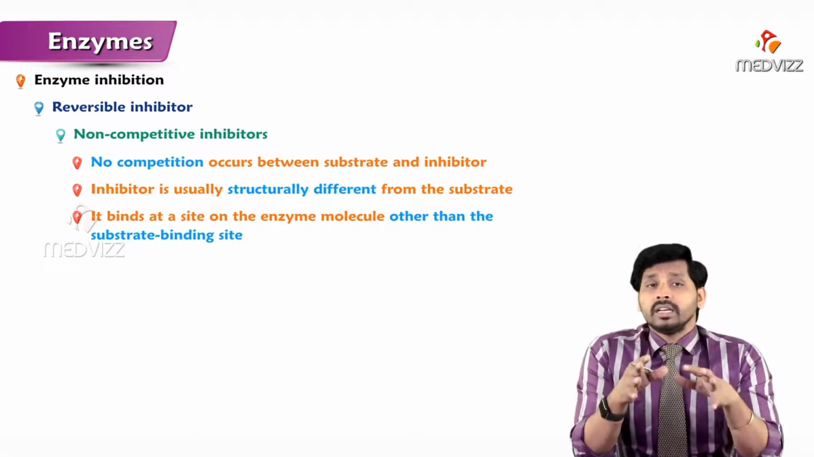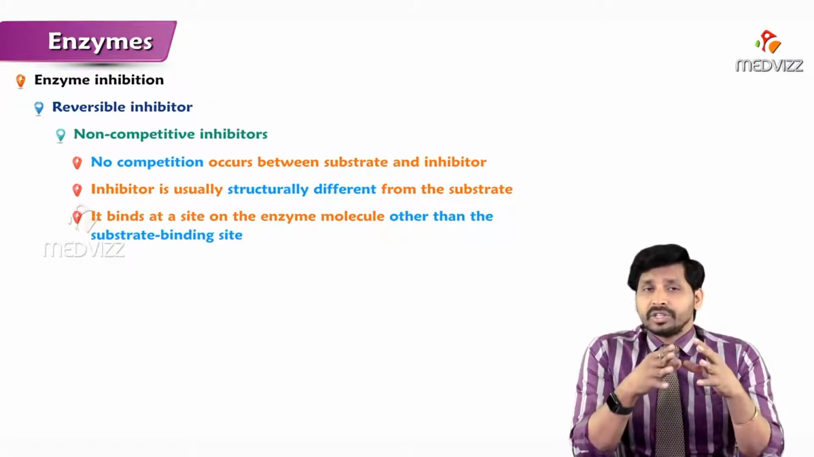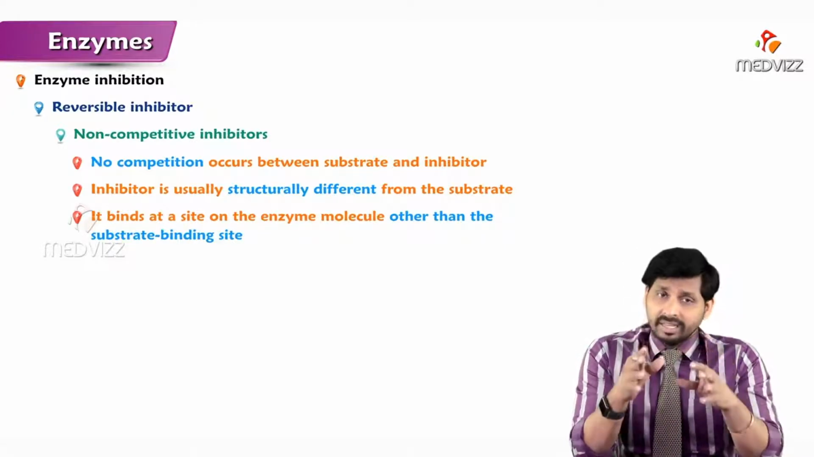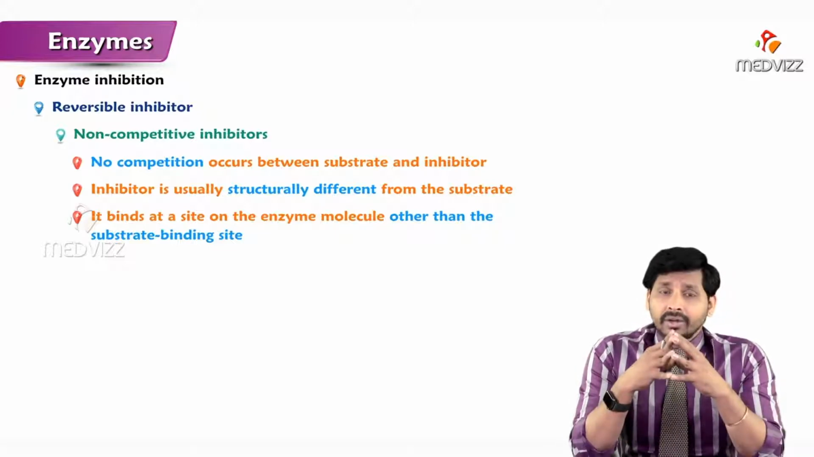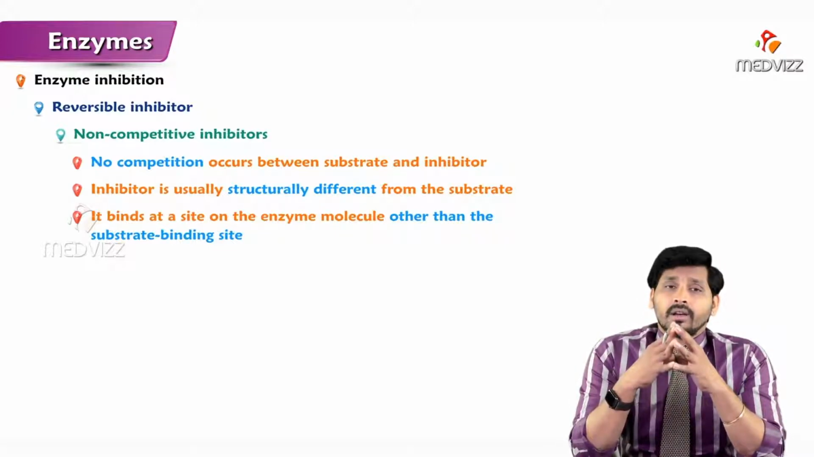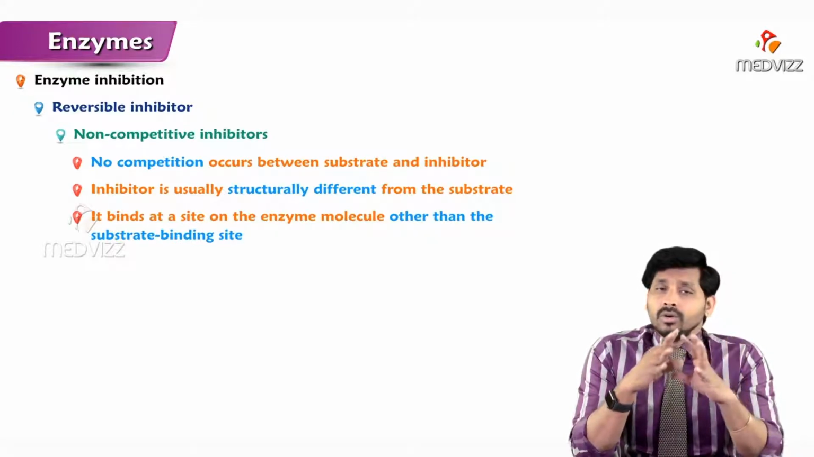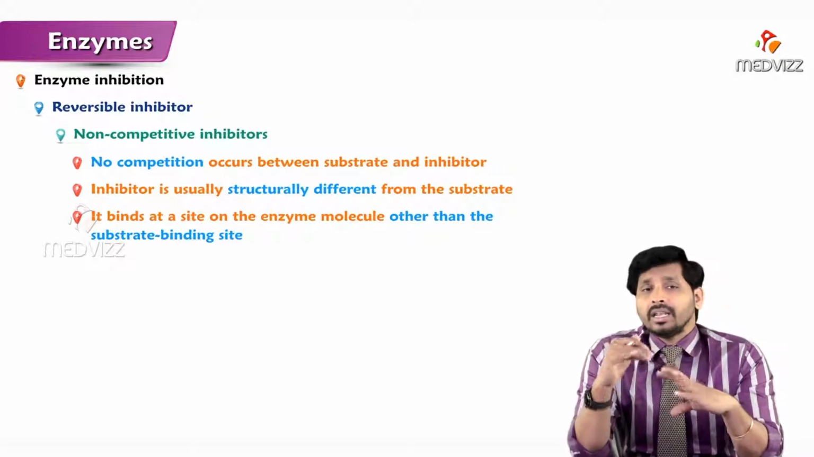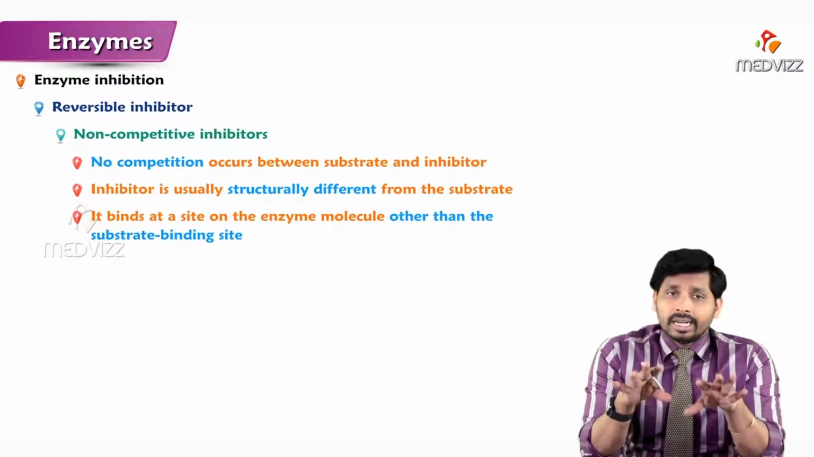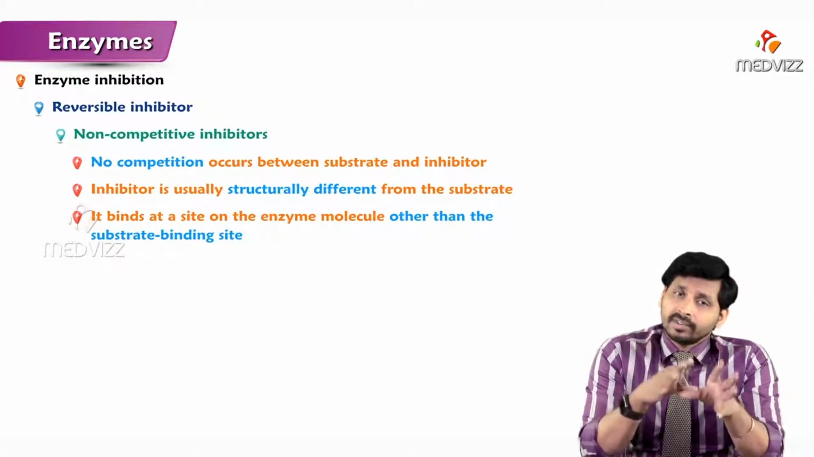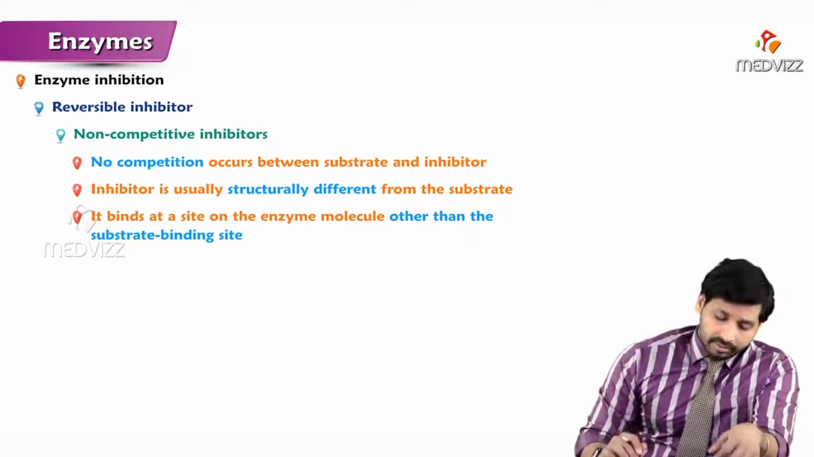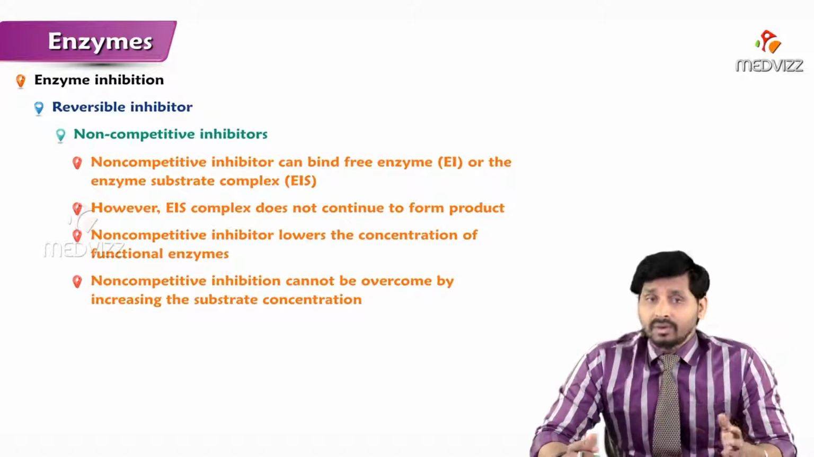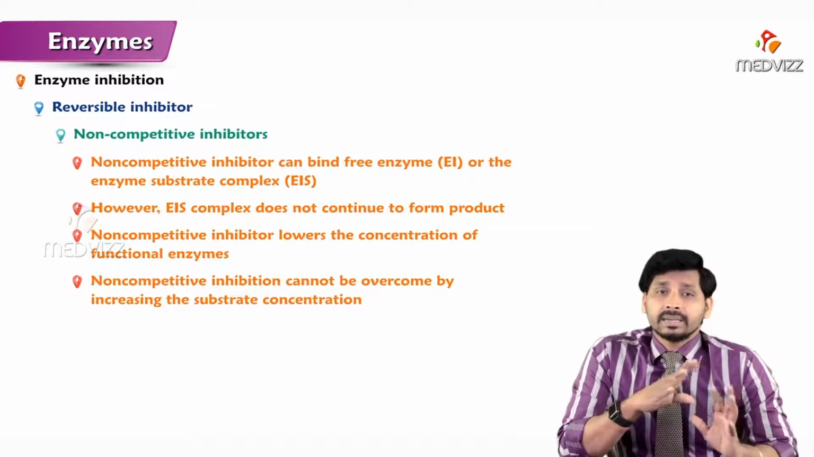The main prominent thing about non-competitive inhibition is that, in competitive inhibition, there is a competition between substrate and inhibitor to bind with the active site of the enzyme. But here the inhibitor will bind to the enzyme at a site other than the active site. Here the attachment of substrate and the attachment of inhibitor at the same time is possible. Non-competitive inhibitors can bind to free enzymes or the enzyme substrate complex.